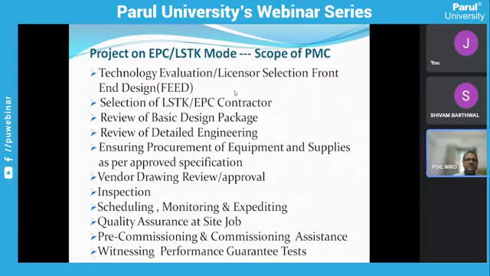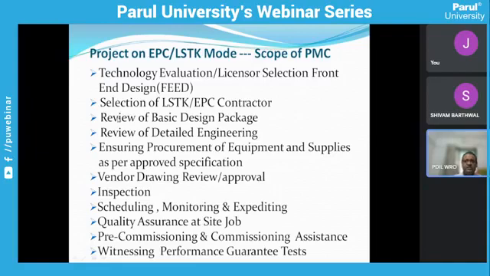But in case of EPC or LSTK mode, the scope of the design engineering team is different. In that case, they are only PMC, that means project management consultants. The entire designing is done by the EPC. What will PMC do? They will do the technology evaluation, the licensor selection, and front end engineering. That means part of the basic design will be done by the PMC, and that is for tendering purposes.